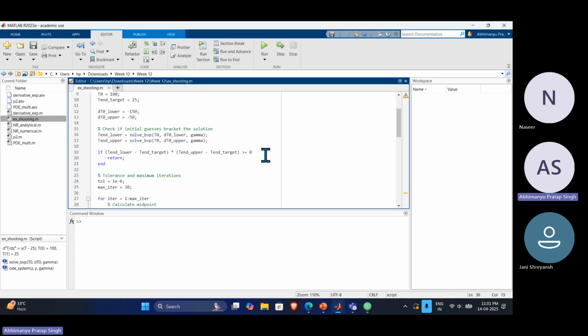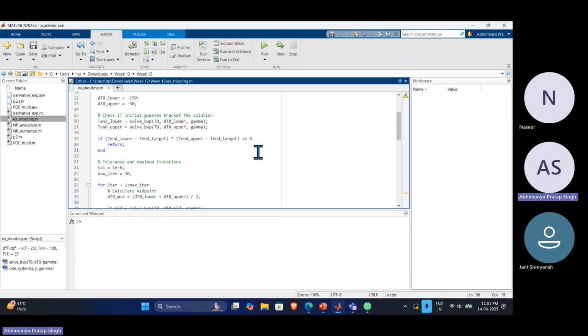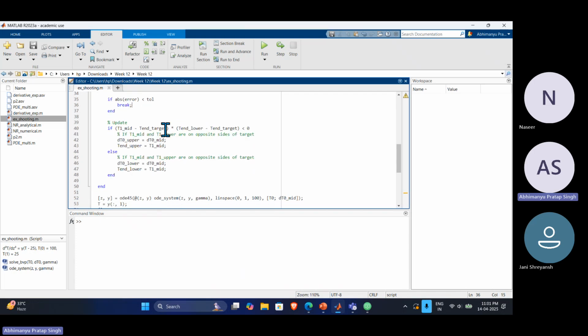This condition. So here I am checking if it's greater than 0 so that both the points are not on the same side. Here I will check if the condition is less than 0. So if T1 mid minus T target, or T lower minus T target, is less than 0, that means that mid and lower are on opposite sides of the target. So I will update the upper end. I will update this upper end with the T0 mid, and T upper will become T1 mid. Otherwise, I will do the opposite thing.